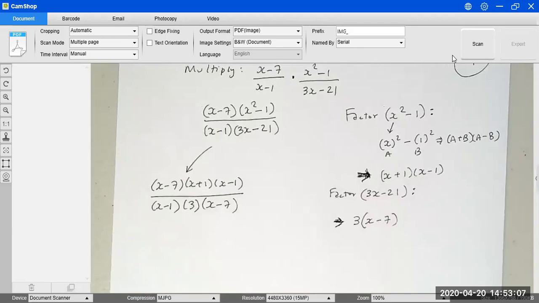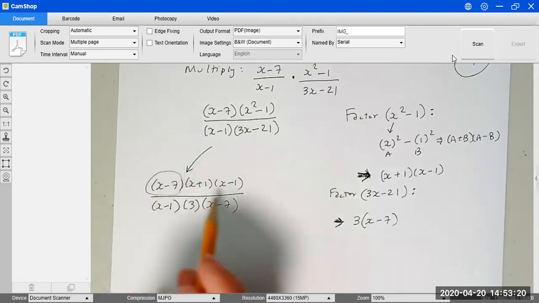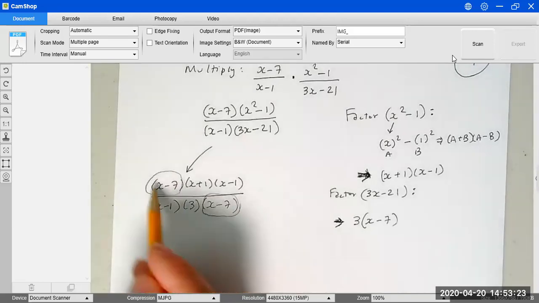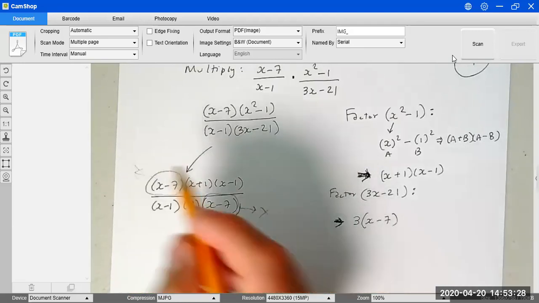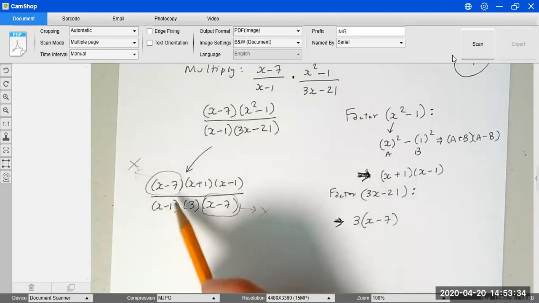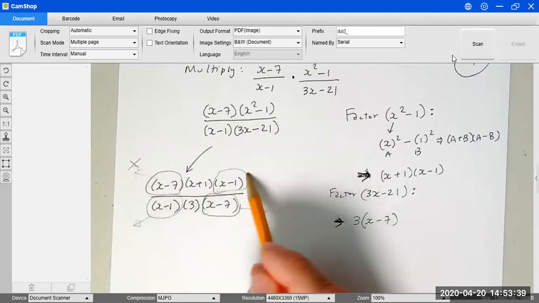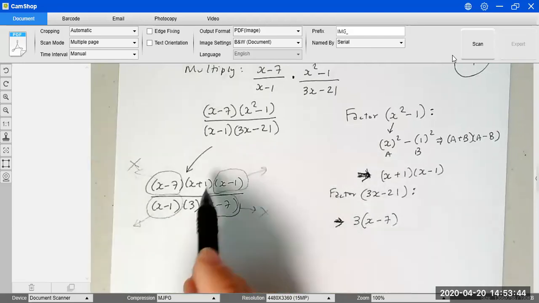So now we check for common factors between the numerator and the denominator. I can see here that x minus 7 appears here and x minus 7 appears here. So the entire thing, the entire parenthesis, you remove this, you remove this. Also, we have x minus 1 here and x minus 1 here. So they go away. So we end up only with x plus 1.